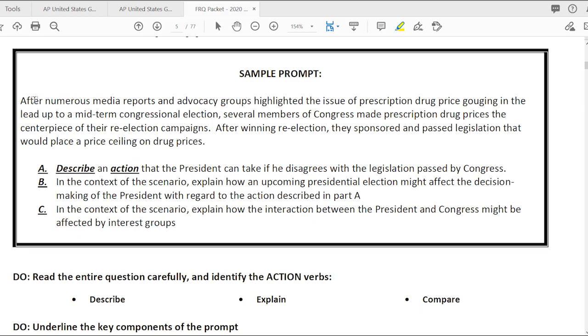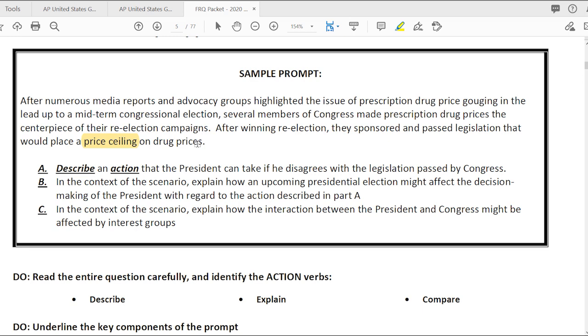The sample prompt is: after numerous media reports and advocacy groups highlighted the issue of prescription drug price gouging in the lead up to a midterm congressional election, several members of Congress made prescription drug prices the centerpiece of their reelection campaigns. After winning reelection, they sponsored and passed legislation that would place a price ceiling on drug prices. So I'm sure you're all thinking about economics right now with Mr. Clark.